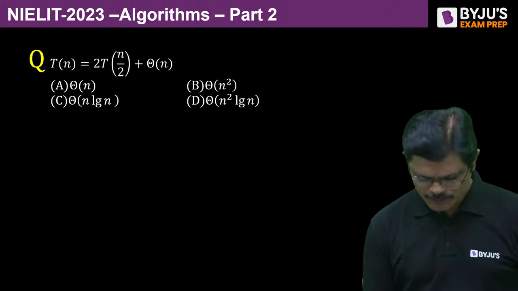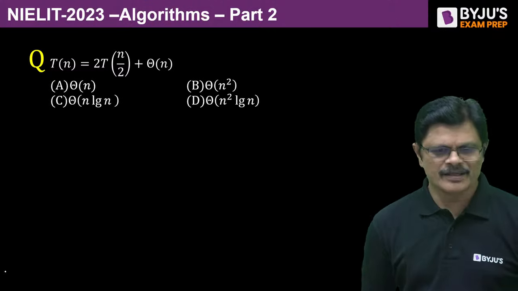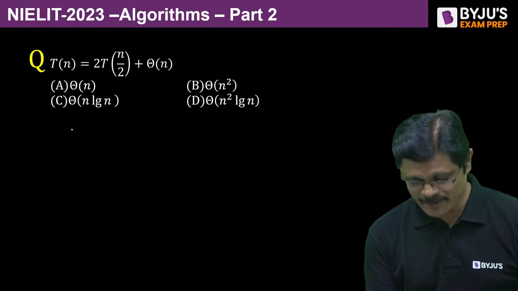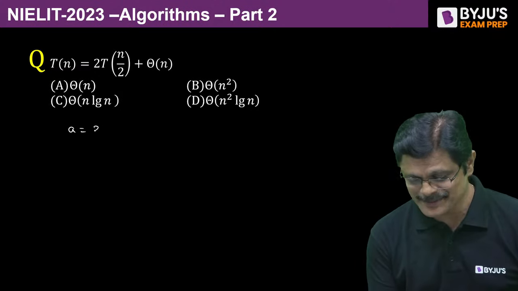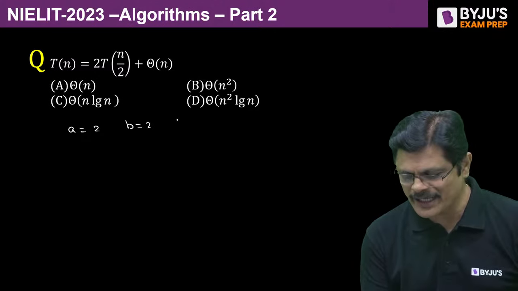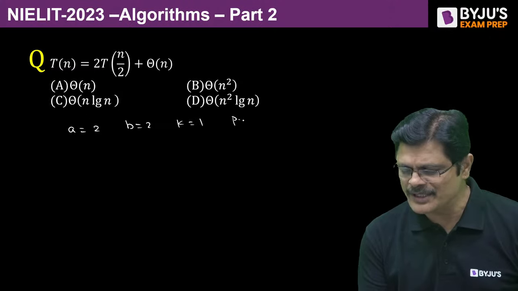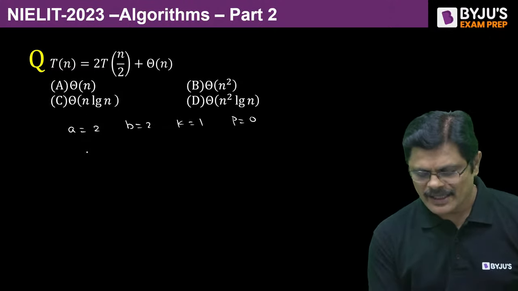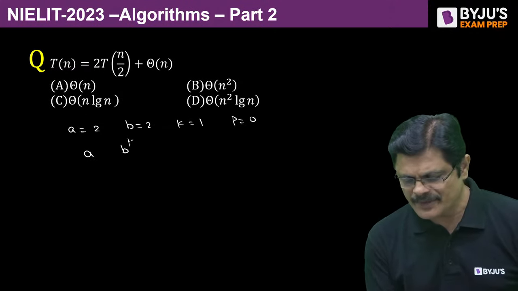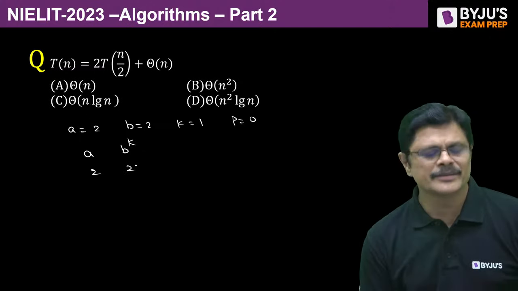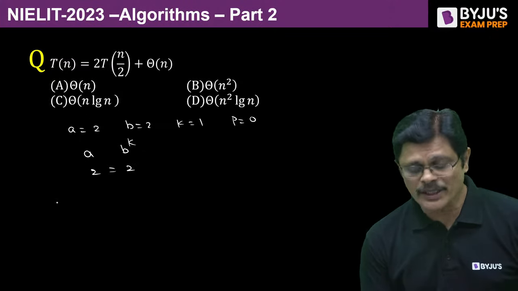See, Shyam Babu, rocking star today. Huh? He's not giving me time to answer. A is 2, B is 2, k is 1 and p value is not there, so it is 0.